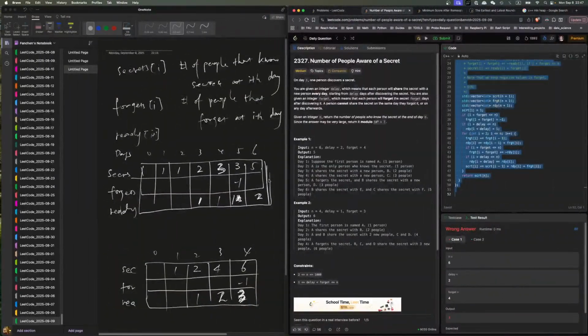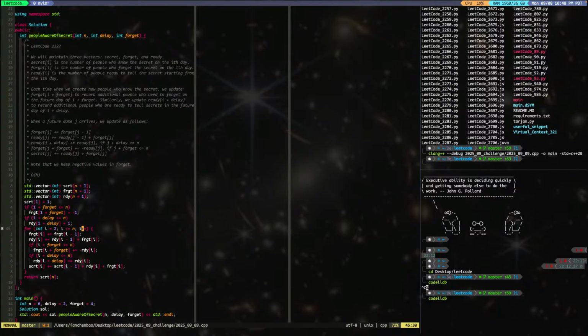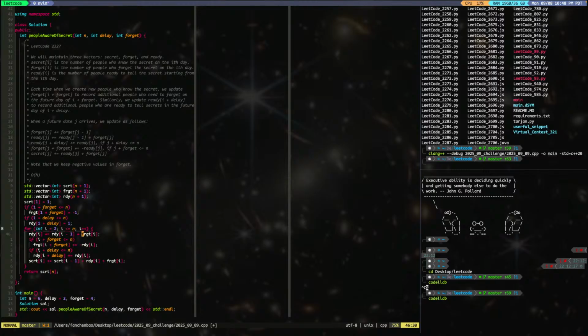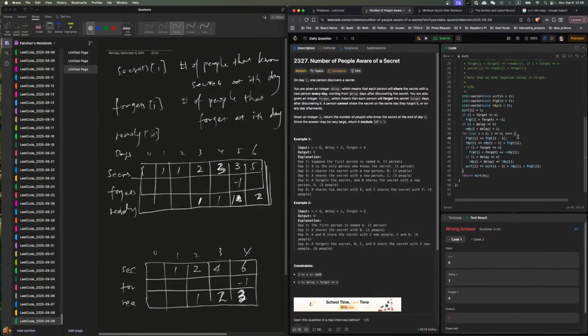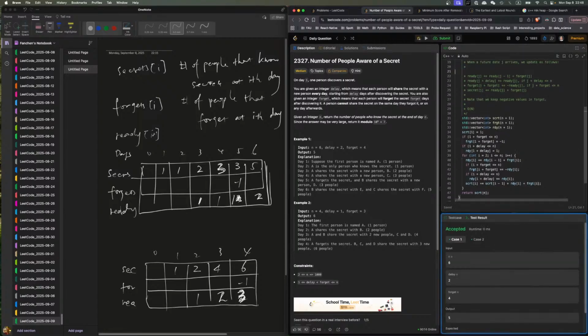Now last one. So last one. Oh, the forget. Once you forget, so forget, don't accumulate. Once you forget, you're done. Okay. That makes sense. So forget, do not accumulate.